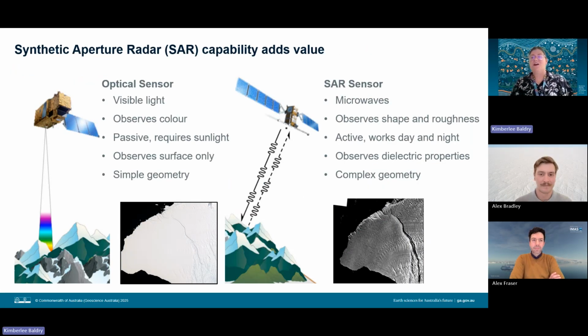So the differences of SAR compared to optical really adds value to the existing service provided by optical sensors. SAR observes shape and roughness compared to optical, which observes colour. SAR is an active sensor which interacts with the ground, also giving us the ability to observe moisture content. Unfortunately, SAR's geometry is a bit more complex, and existing expertise within Geoscience Australia is limited. Our team has undergone extensive training in order to build Geoscience Australia's capability in this area to deliver a high quality and valuable product to our end users.